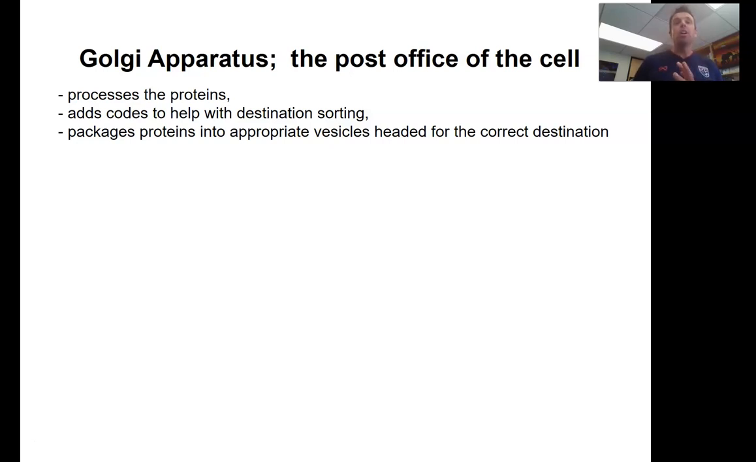This is going to be where all of the proteins that go through the endomembrane system that come from the ER are going to be processed. They're going to be coded for destination sorting, and they're going to be packaged into the appropriate vesicles headed for the correct destination, right? So with the exception of those endomembrane proteins that have an ER retention sequence and therefore should stay in the ER, the Golgi is where all the rest of them are processed and sent to the right place. And even those with an ER retention sequence, as we talked about before, often need to be retrieved back to the ER, and so that's happening in the Golgi as well.